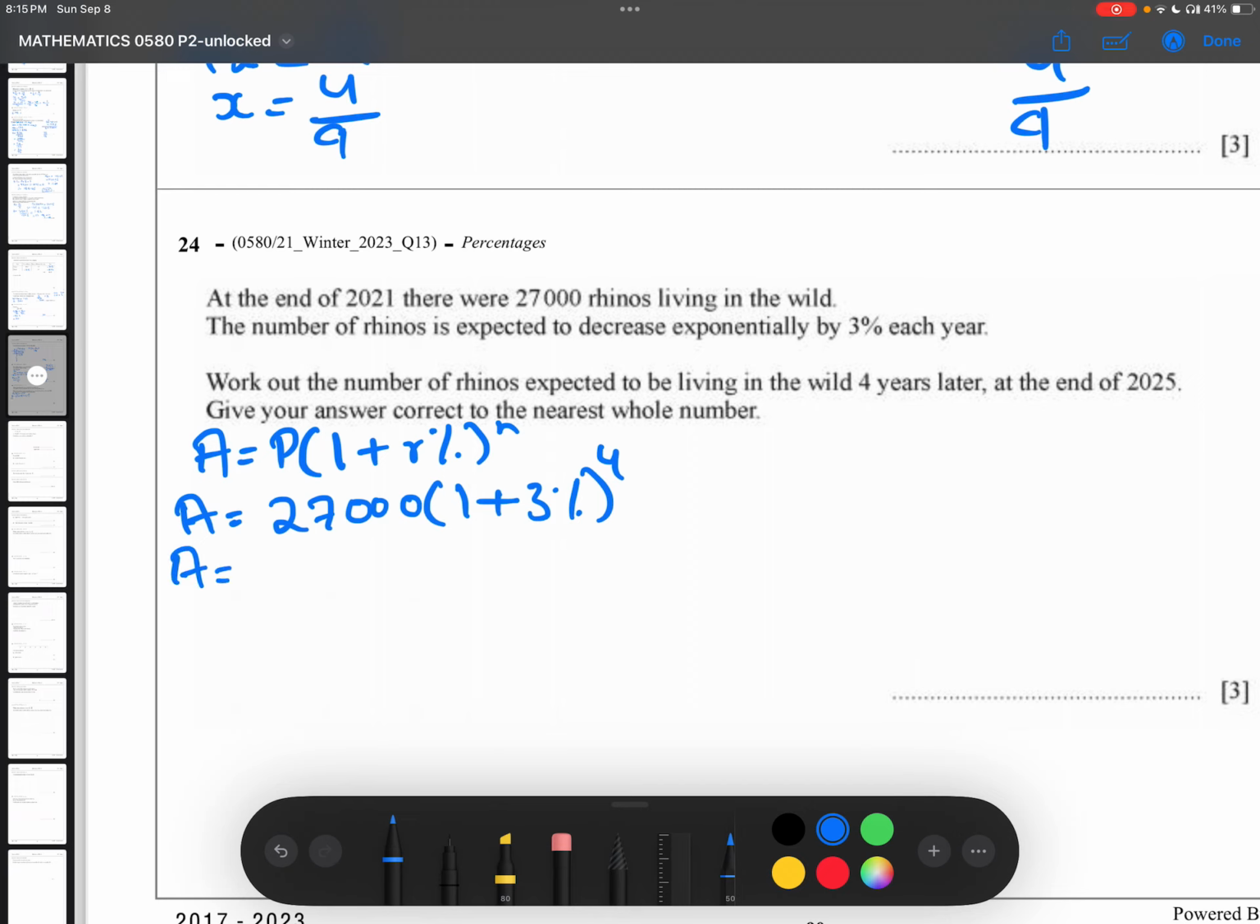So now A is equal to 27,000. 3% means to remove the percentage sign, we need to divide it by 100, so it will be 0.03 to the power 4. Now A is equal to 27,000 into 1.03 to the power 4. So I will calculate 1.03 to the power 4 first. 1.03 to the power 4 is equal to 1.13.